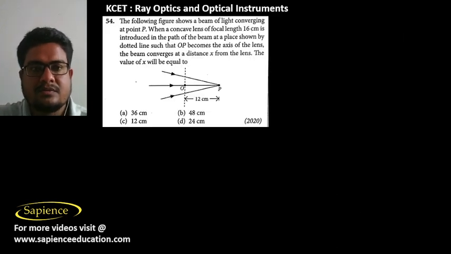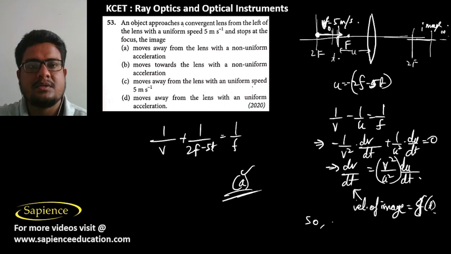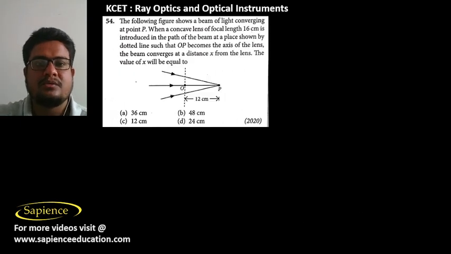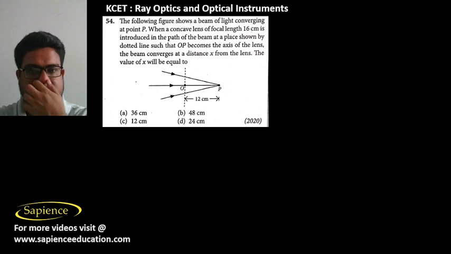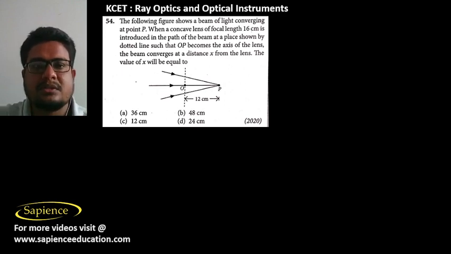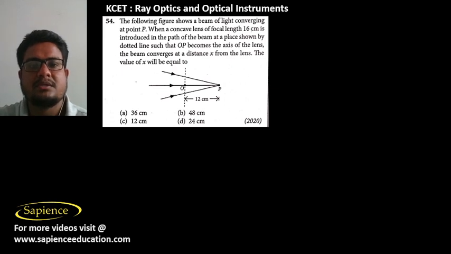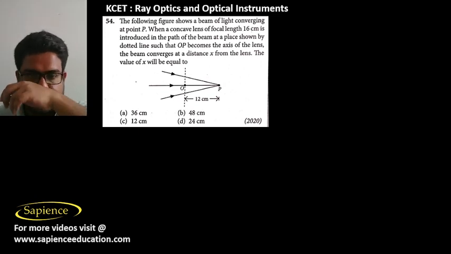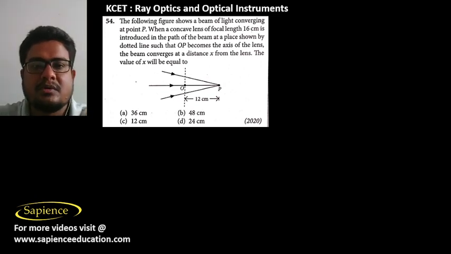Then in question number 54, it is told the following figure shows a beam of light converging at point P, and a concave lens of focal length 16 centimeter is introduced in the path of the beam at a place shown by the dotted line, such that OP becomes the axis of the lens. The beam converges at a distance x from the line. The value of x will be equal to.